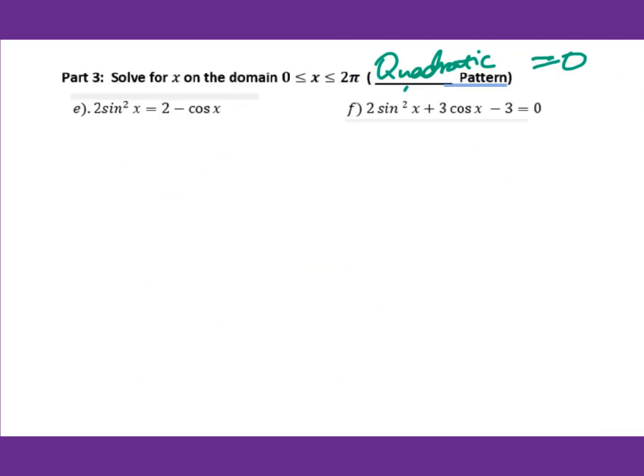Now let's go to F. Still, we need the same trig function. Therefore, for sine squared x, that's equal to 1 minus cosine squared x.